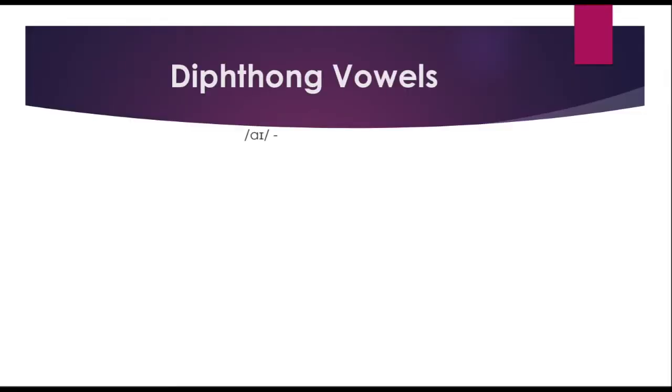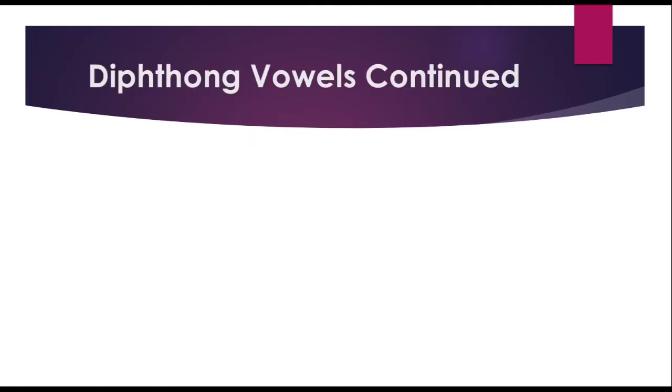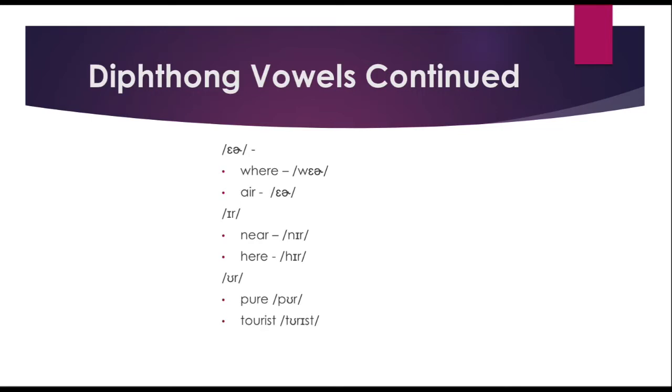So then we have diphthong vowels. These don't really have names, but it's putting some sounds together, like the I sound, and then we have the ow sound, like in sour and around, and then we have the oi sound, and then we also have the air sound, like where and air, and then the ear sound, like near and here. And then we have pure and tourist.